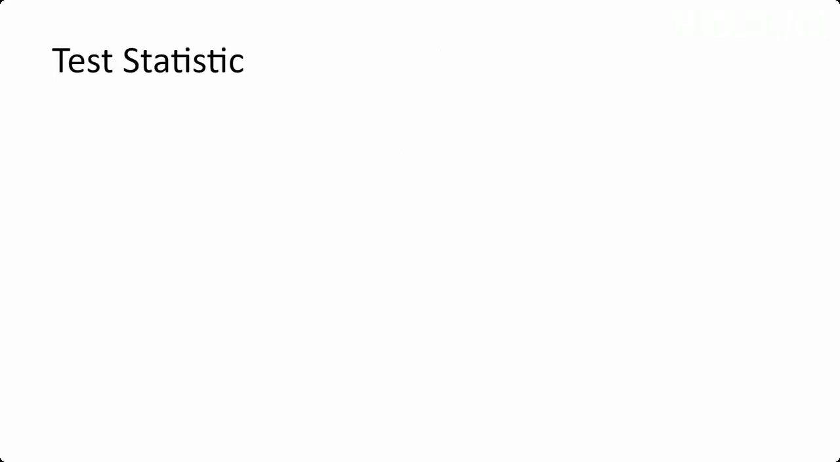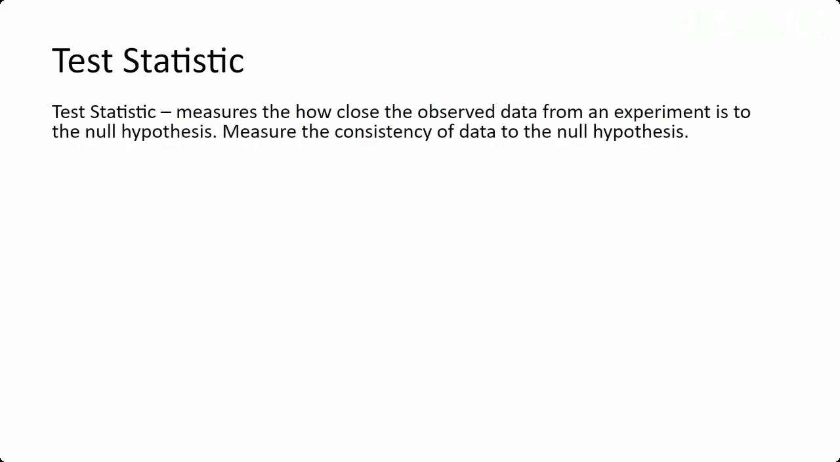From those steps, we have mentioned setting up your null and alternative hypothesis. We have also mentioned setting up your significance level, which comes from your type 1 error, which is alpha. We also mentioned your test statistic. A test statistic actually measures how close the observed data from your experiment is to the null hypothesis. It measures the consistency of data to your null hypothesis. Does your data agree with your null hypothesis?